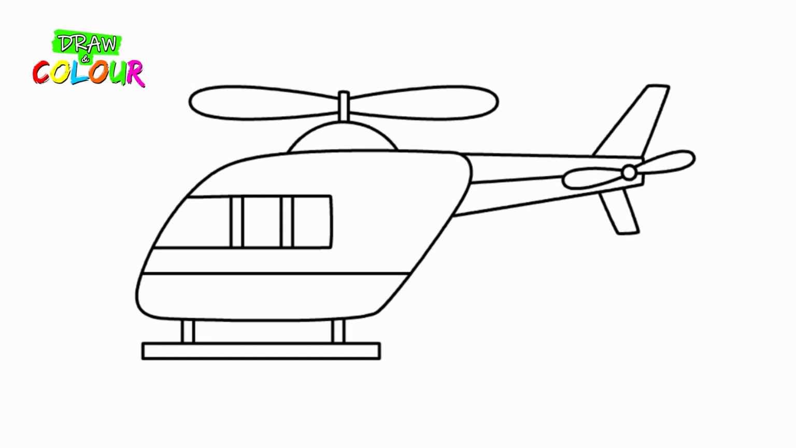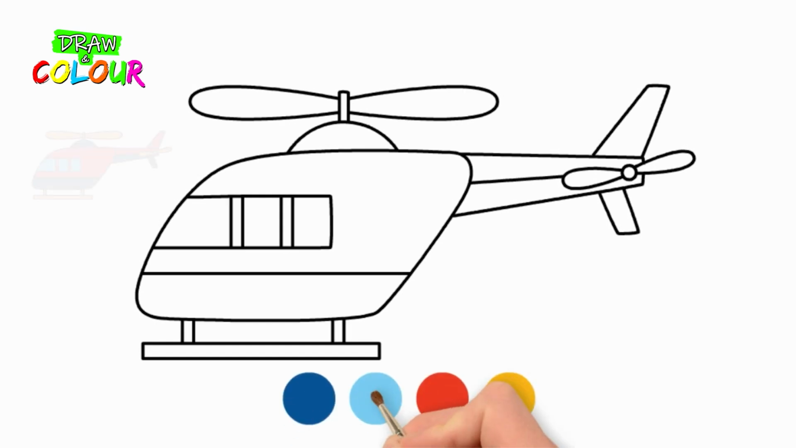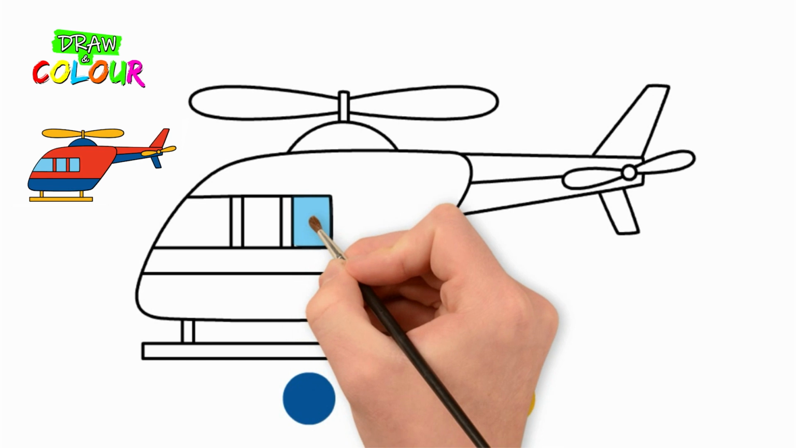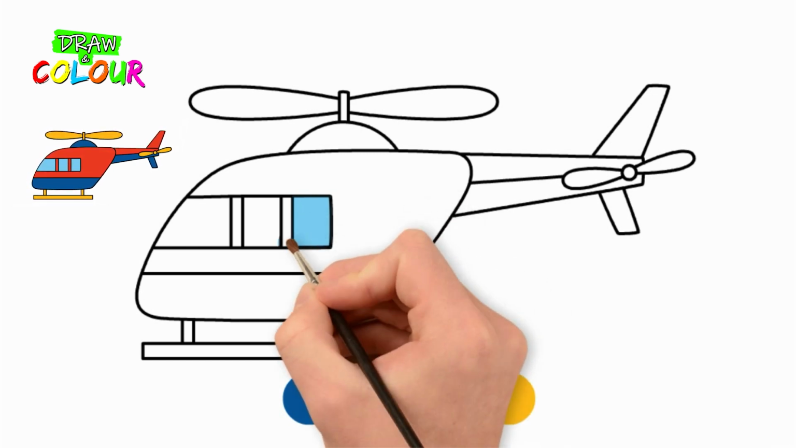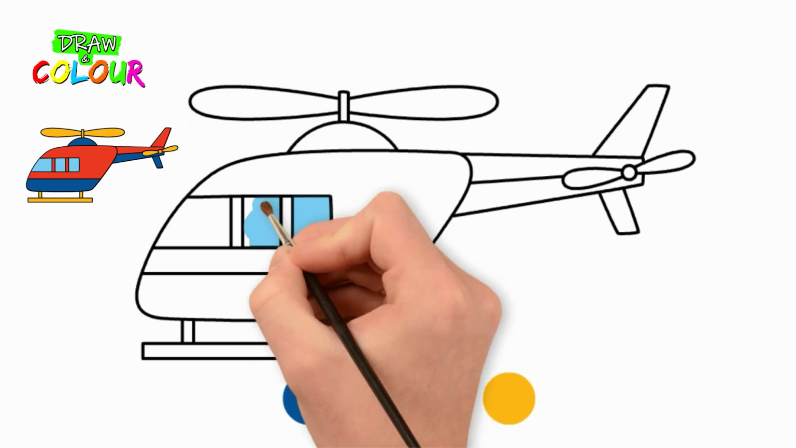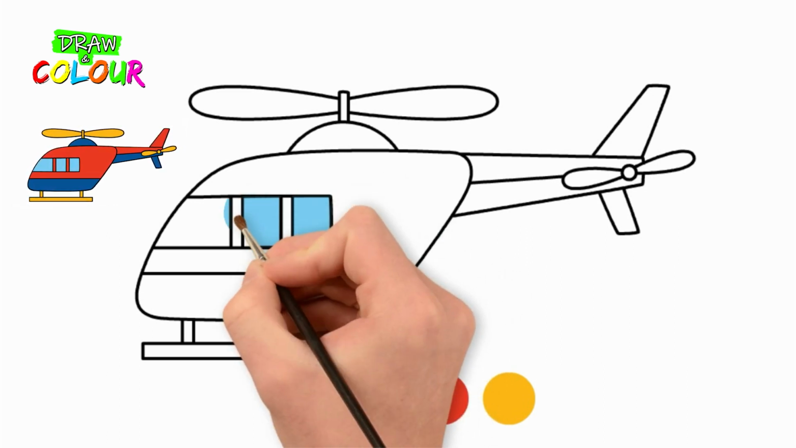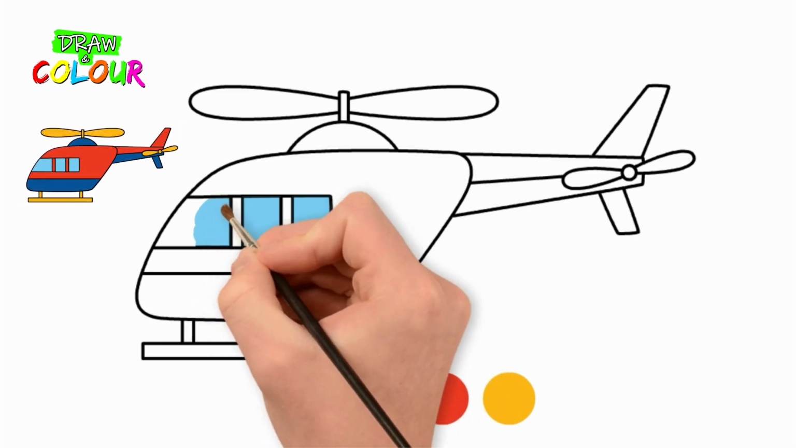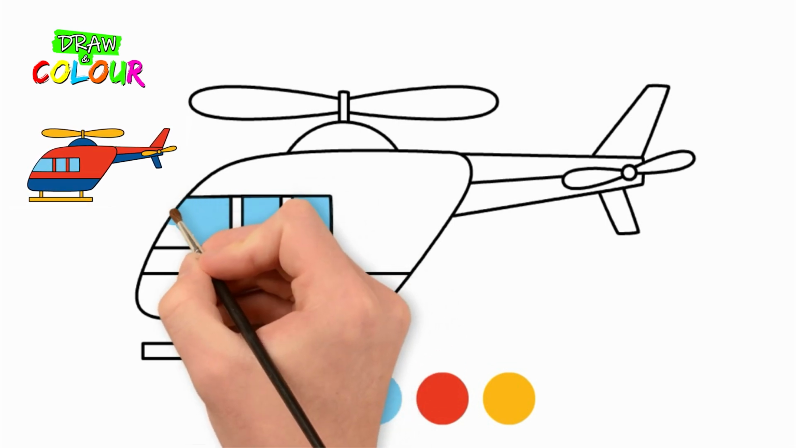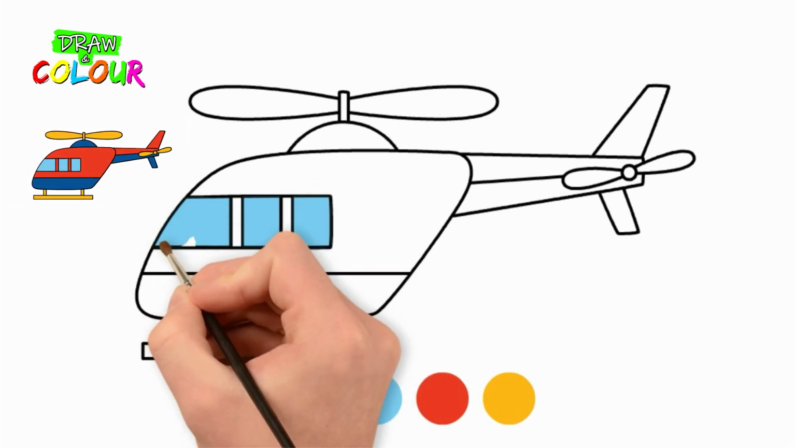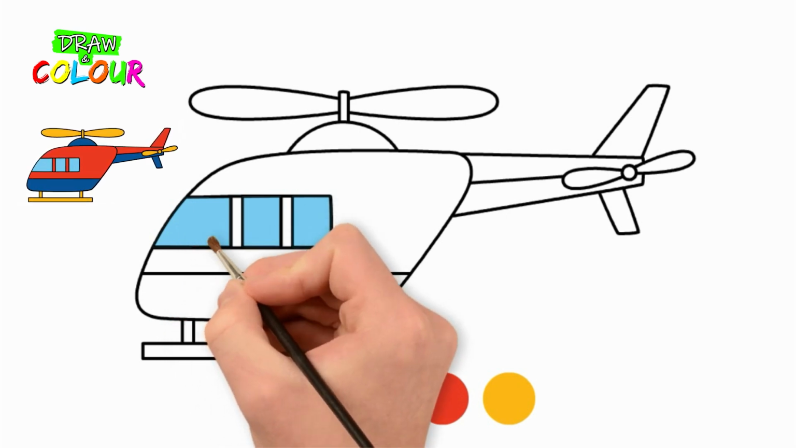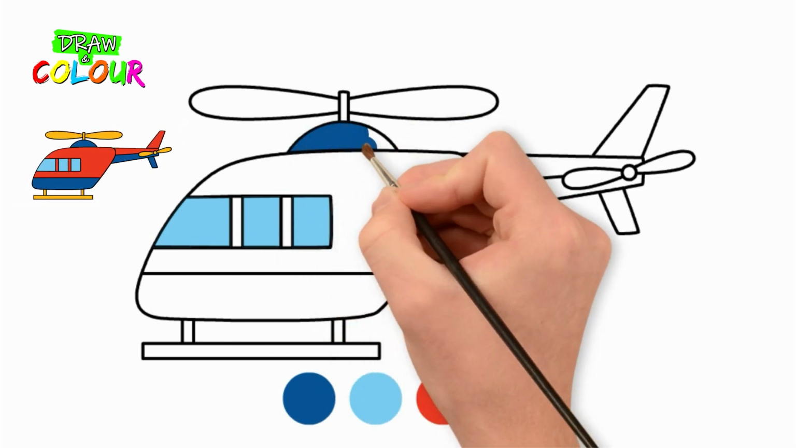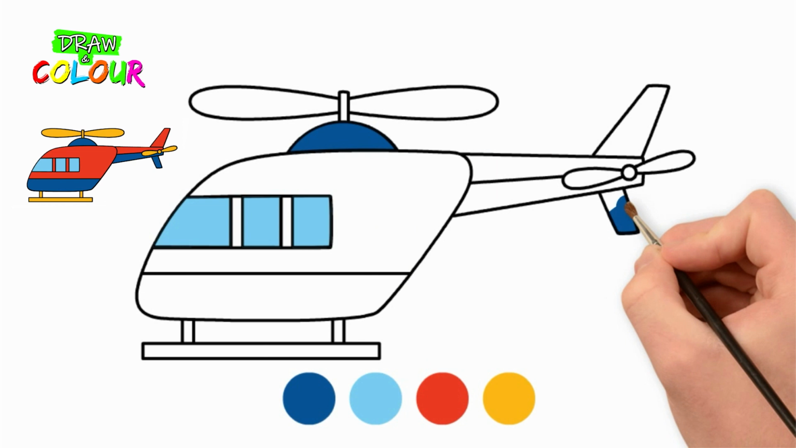Now let's take the colors. Use light blue for the window. Use blue for the semicircle on the cab, for the vertical wing, for the bottom of the tail, and the cabin.